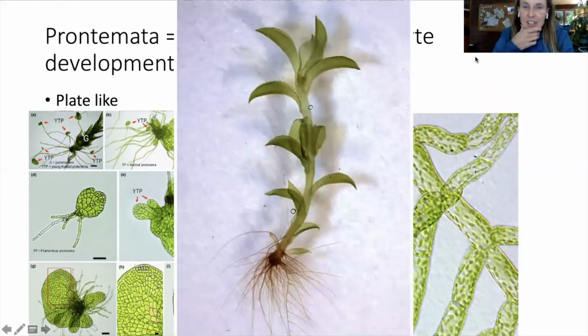And it looks very much like a little plant, right? It looks like there's root structures, even though they're not roots. It looks like the leaves, even though they're not leaves. It looks like a protoplant.